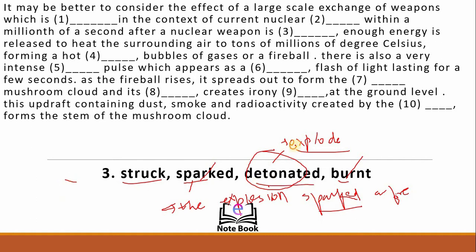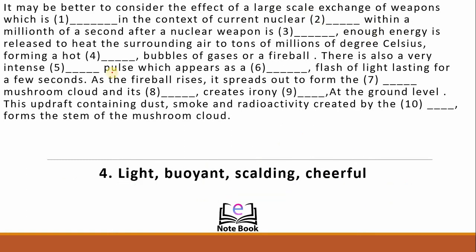So here detonated means to explode. So a nuclear weapon is detonated. Next, enough energy is released to heat the surrounding air to tens of millions of degrees Celsius, forming a hot dash. Hot, light? Definitely not. Buoyant means something very light. Again, this also cannot be the option. Forming a hot, cheerful? Definitely not. So this one was very easy to crack. The answer will be scalding.